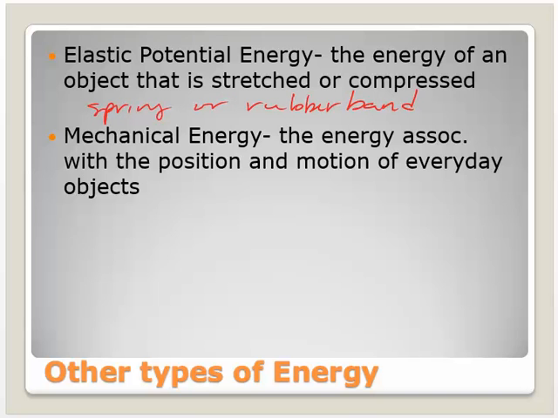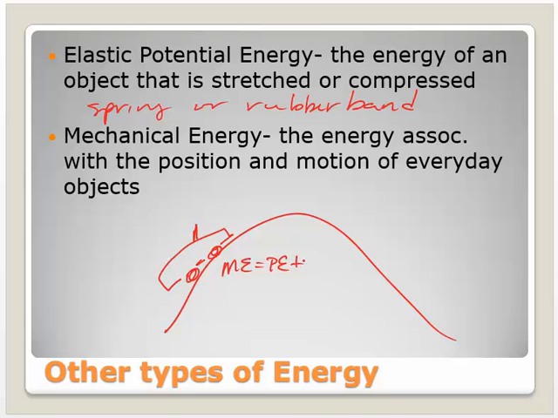Mechanical energy is the energy associated with the position and motion of everyday objects. For example, the roller coaster. As it's coming down, let's say it's halfway down the hill. So here's our roller coaster. Person's going halfway down. So there's the roller coaster. Well, at this point, the mechanical energy is equal to, well, it's got height. It's got height, so it does have potential energy, but it also is moving. So it's got kinetic energy. So what we find out is the mechanical energy is the combination of whatever potential energy it has and its kinetic energy.